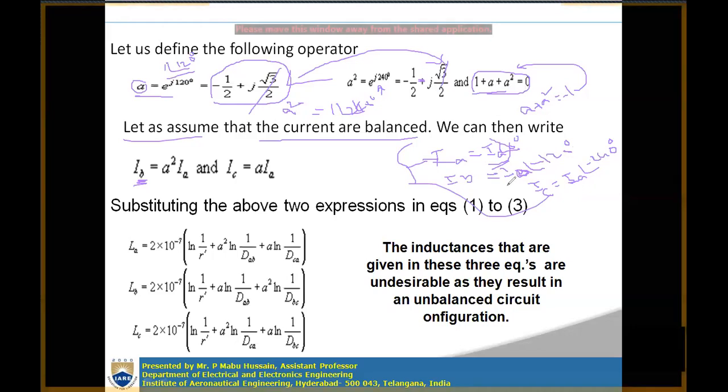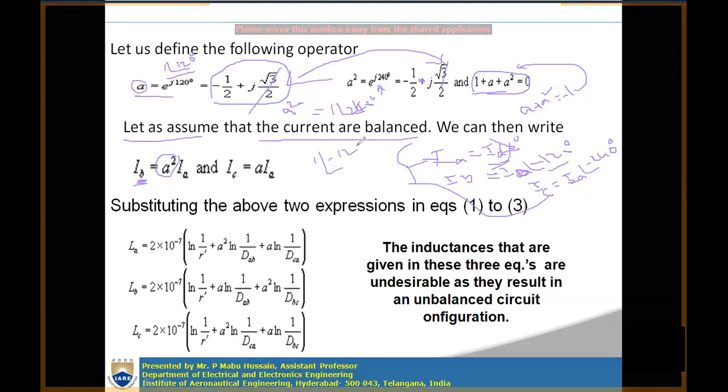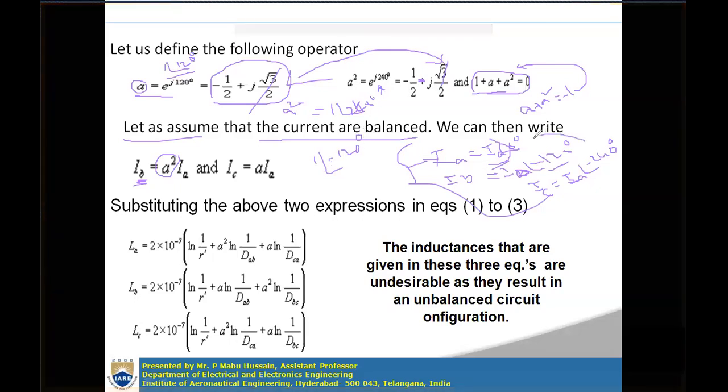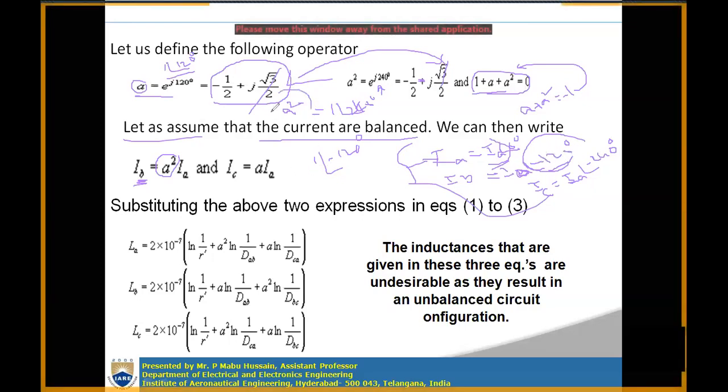So now this IB can be written as IA into 1 at an angle minus 120 degrees, right? So 1 at an angle minus 120 degrees can be written as A square, right? A is 1 at an angle 120 degrees. So then A square is equal to 1 at an angle 240 degrees, which is the same as 1 at an angle minus 120 degrees. In place of 1 at an angle minus 120 degrees, you can take A square. So IB will become A square into IA.